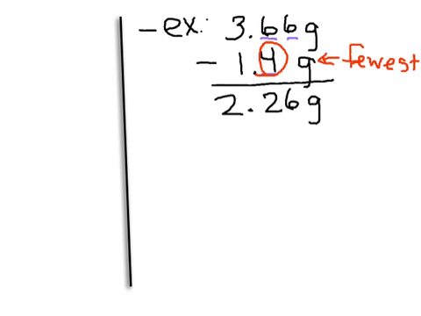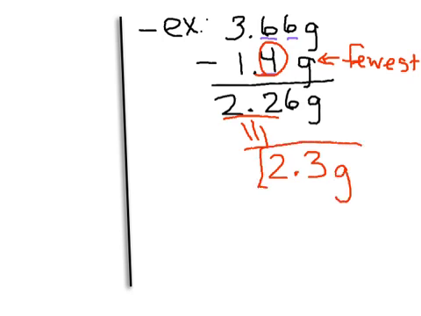So instead of 2.26 grams, we have to round it to just 2.3 grams. Because again, according to our sig fig subtraction and addition rule, we can't have more digits after the decimal point than the measurement with the least digits after the decimal point.